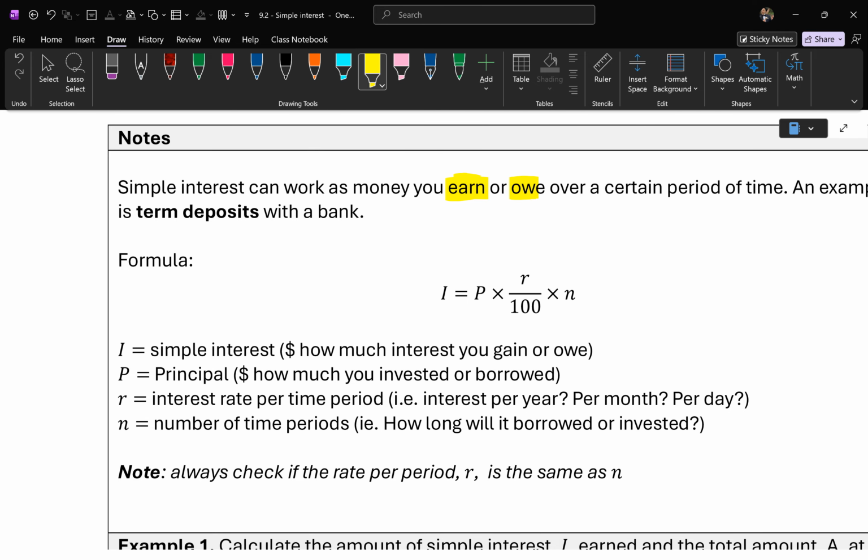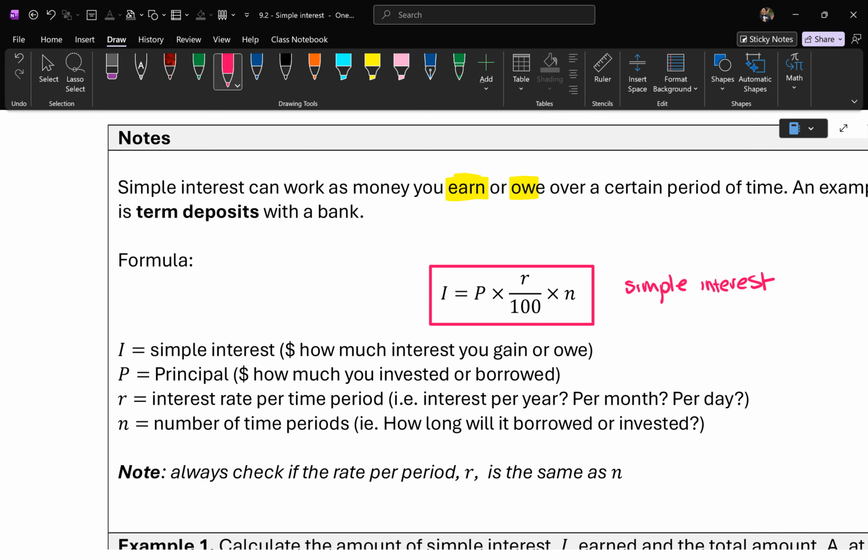Simple interest formula. For those who need a copy, this is all you need to copy down, just this part of the formula: I equals P times R over 100 times N. This is the formula for simple interest. Make sure you have a title. It's called Simple Interest. For Year 12, this is exercise 9.2. The formula is I equals P times R over 100 times N.